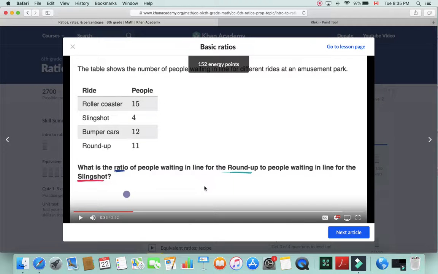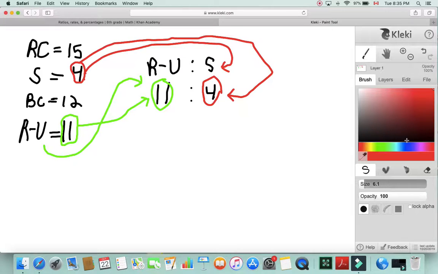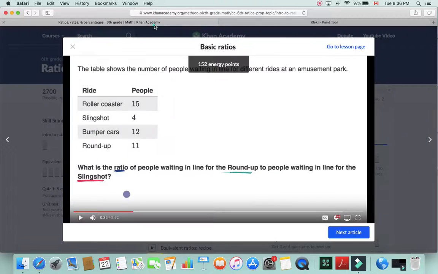And you can't reduce it, because in the first video it said that you could make it smaller. Because it was 6 to 9, then you can make it 2 to 3. But these two numbers, you can't make them any smaller, because you have to divide by 2 here, and obviously you can't divide 11 by 2. So I think 11 to 4 is the answer.